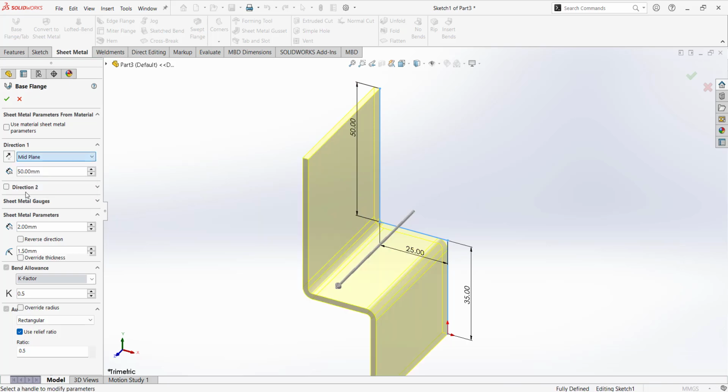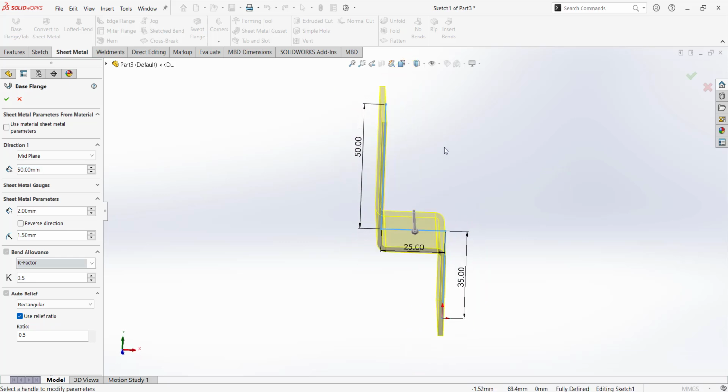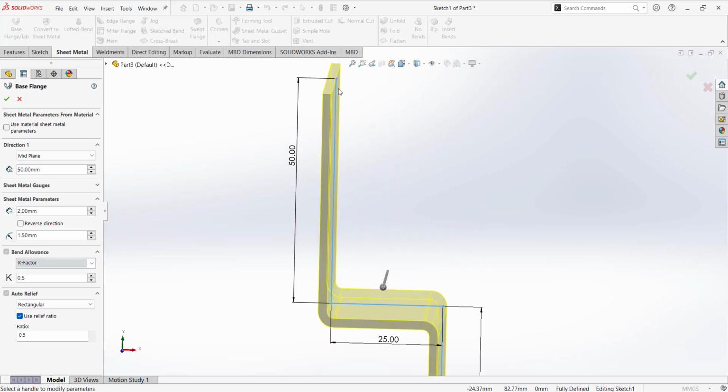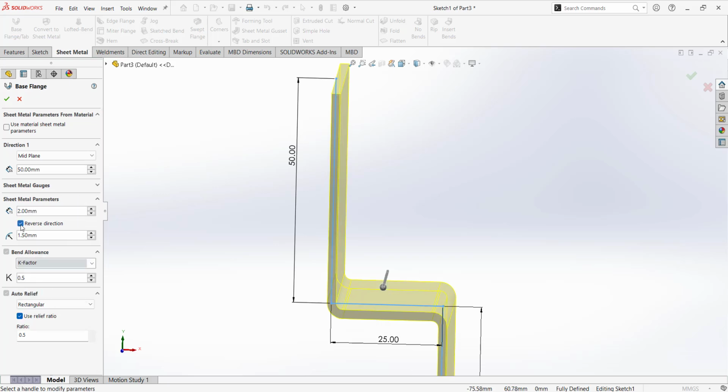Provide the reference from mid plane. If you want to reverse the direction of the thickness, you can see the thickness is coming at the outside of the sketch. You can reverse the direction. Then go for the thickness option. I'll put the value here as 1.5 mm.